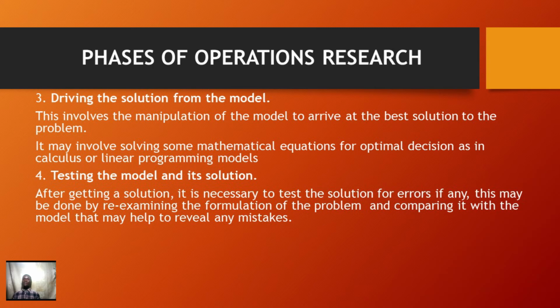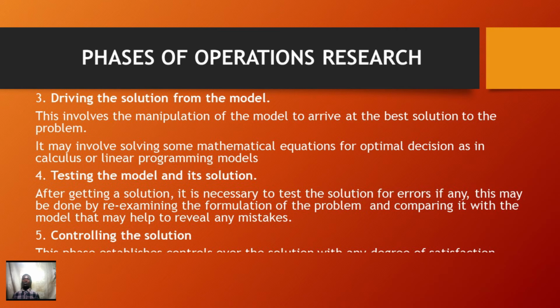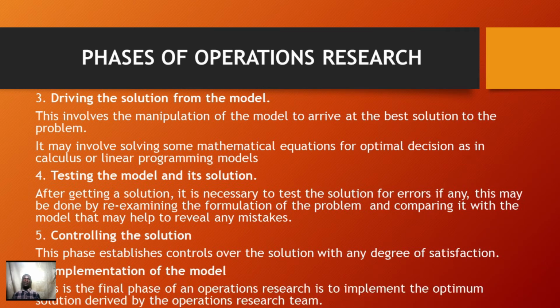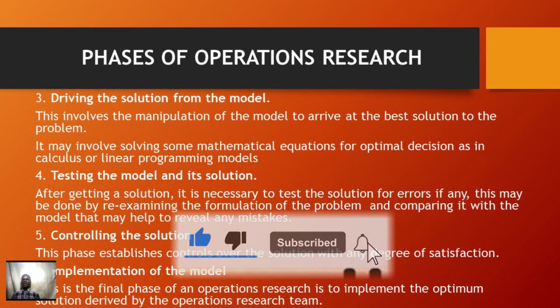Then we have the fifth stage, that is controlling the solution. How do you control the solution such that it does not go beyond your boundaries, such that you attain what we call a high degree of satisfaction, that whatever you've created, whatever solution you've given, it solves the problem. Then lastly, it will be implementation of the model. This is the final phase of operations research. Here you implement the optimum solution derived by the operations research team. So those are the different phases.